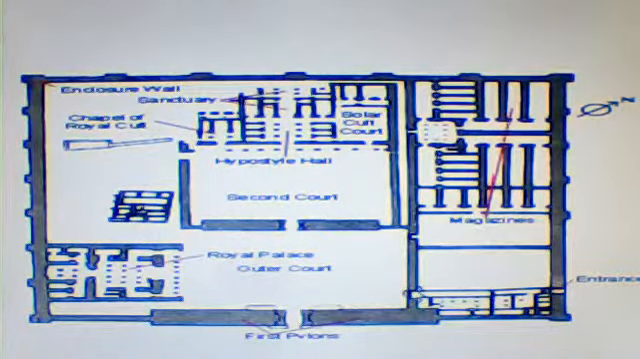Now, this is the layout. You have the solar cult court, the Hypostyle Hall, the second court, the royal palace outer court. You've got the chapel of the royal cult and enclosure walls and sanctuaries within, and first pylons at the entrance. Just like you have the 2 pillars, Jachin and Boaz, outside of King Solomon's temple. We go on.